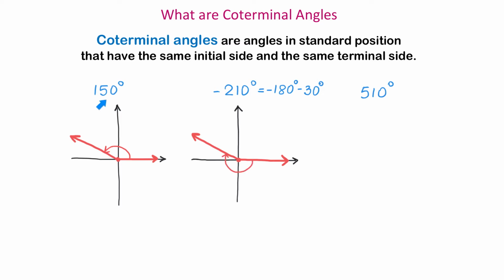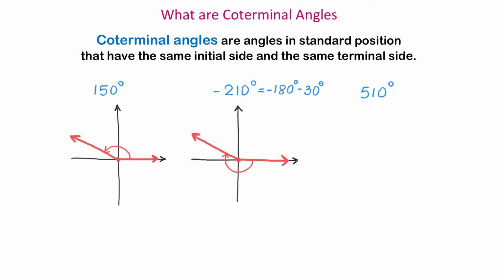So look at these two angles. They don't have the same measure, but they both have the same initial side and the same terminal side. Then we say that these two angles are coterminal with each other.